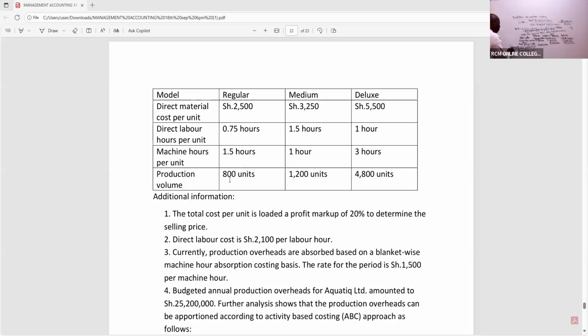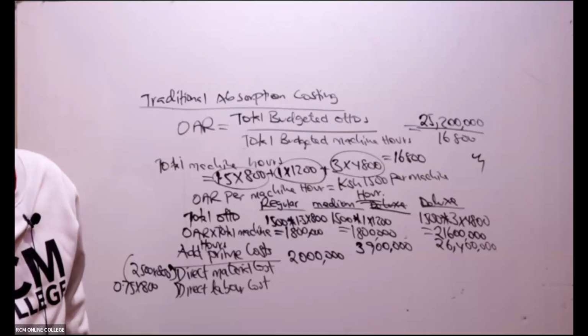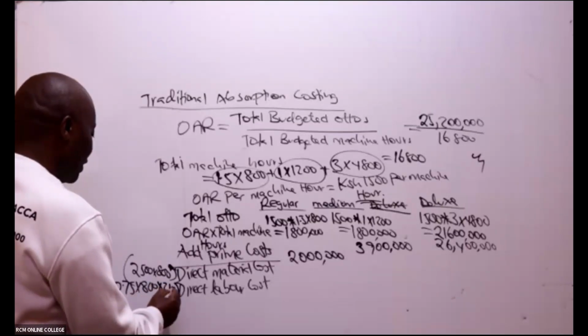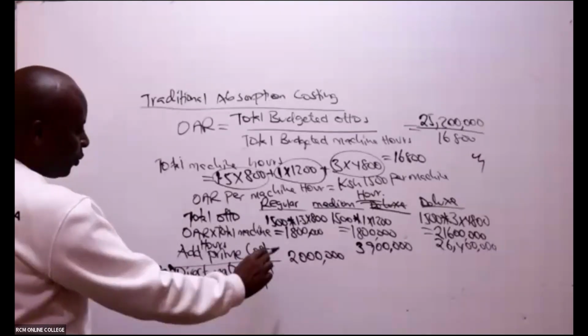But you see now, here you are giving me hours, and I want labor cost. So then they will give you labor cost per hour. You can see this one, note 2. Direct labor cost is 2,100 per hour. So times 2,100. And then you do the same for the 3 products. Are you able to give me the answers here?